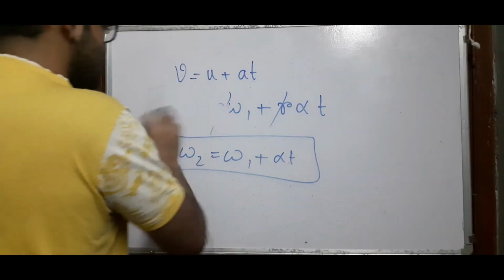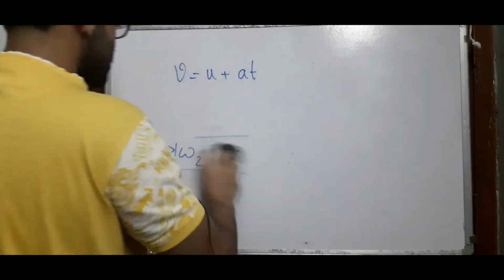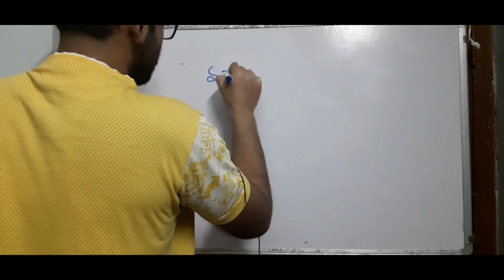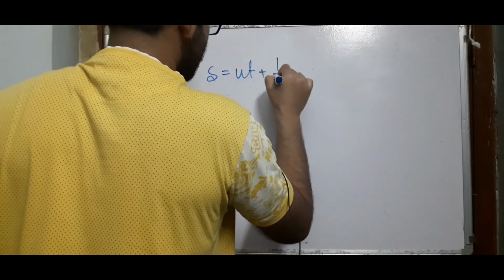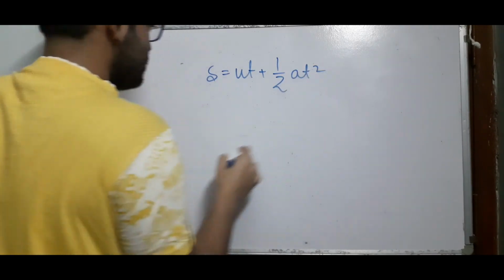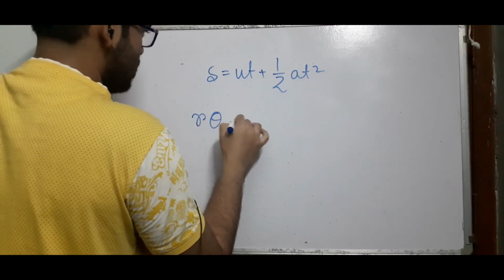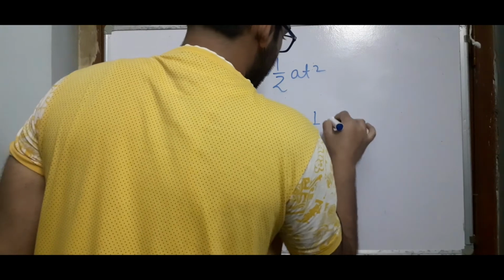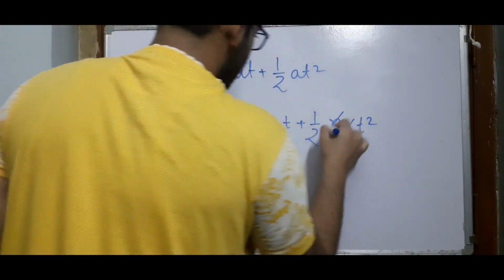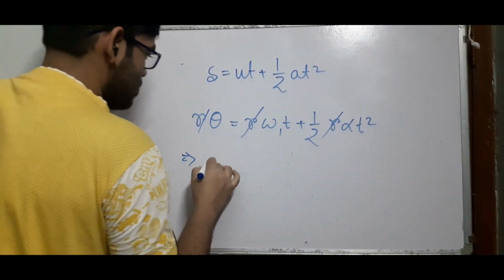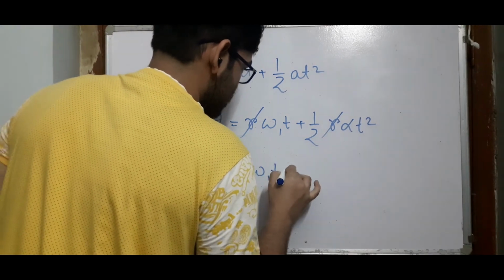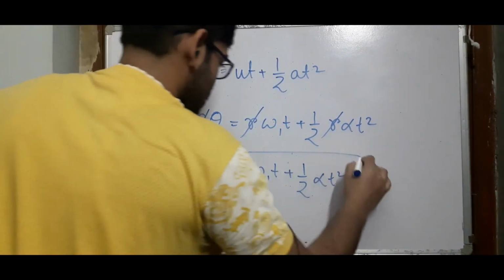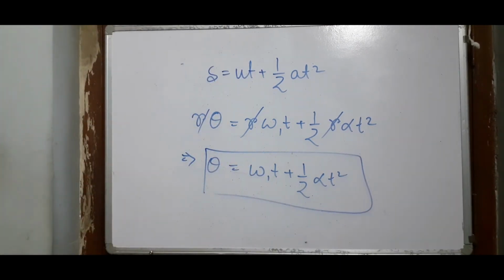So we proceed to derive the second relation, which is s equals ut plus half at square. So this will be r theta equals r omega 1 t plus half r alpha t square. Go ahead and cancel r from both sides and you will arrive at the second kinematical relation in rotational or circular motion.